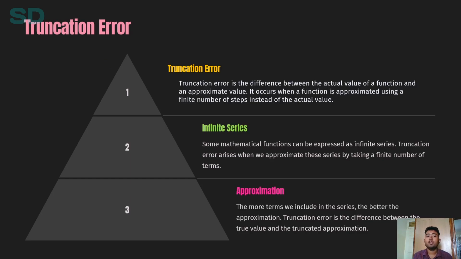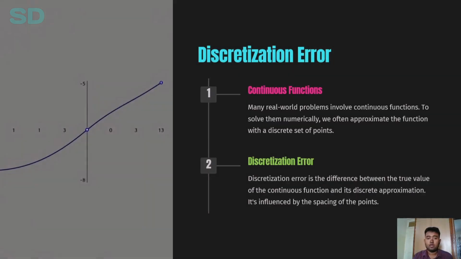Truncation error. Truncation error is the difference between the actual value of a function and an approximate value. It occurs when a function is approximated using a finite number of steps instead of the actual value. Infinite series. Some mathematical functions can be expressed as infinite series. Truncation error arises when we approximate this series by taking a finite number of terms. Approximation. The more terms we include in the series, the better the approximation. Truncation error is the difference between the true value and the truncated approximation.